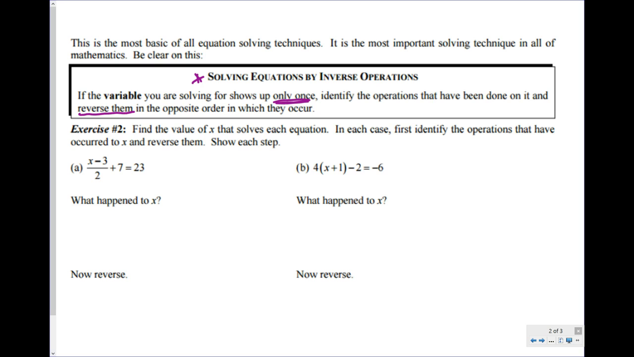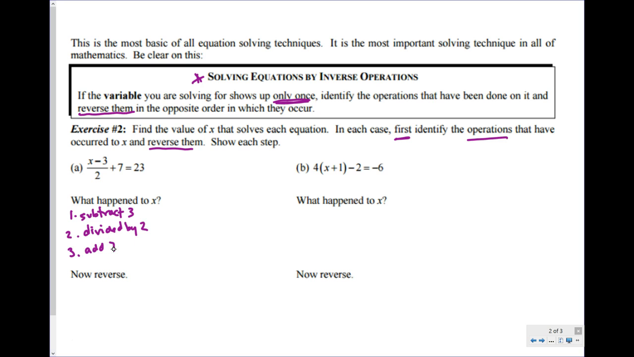So exercise 2 says find the value of x that solves the equation. In each case, first, identify the operations that have been done to x, and then reverse them. So show each step. So what happened to x? The first thing that happened was that we subtracted 3, because we're looking on top here. The second thing that was done to it was that it was divided by 2. And the last thing that was done to it was that we added 7.